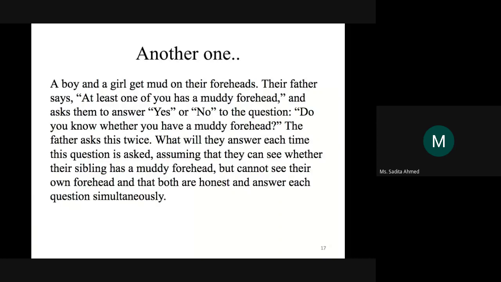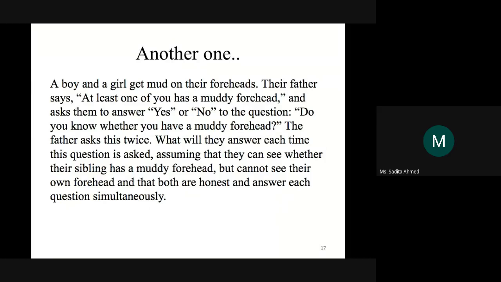She thought that, okay, he has a muddy forehead. The statement that the dad made becomes true because he has a muddy forehead. Now I don't know anymore whether I have a muddy forehead or not. That's why she answered no the first time. Now, based on the first answer and the statement, mainly based on the first answer, the boy can deduce that, okay, now I know that I have a muddy forehead.